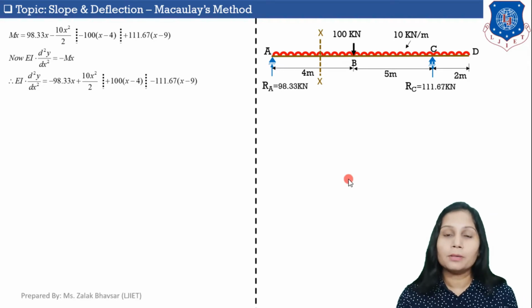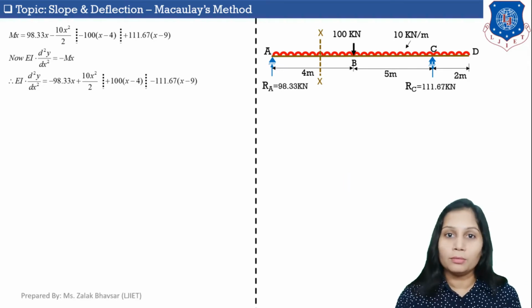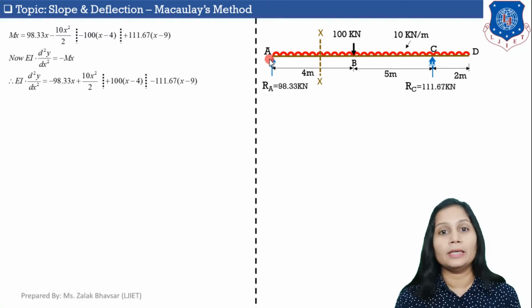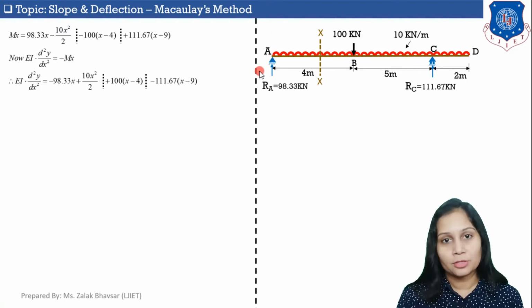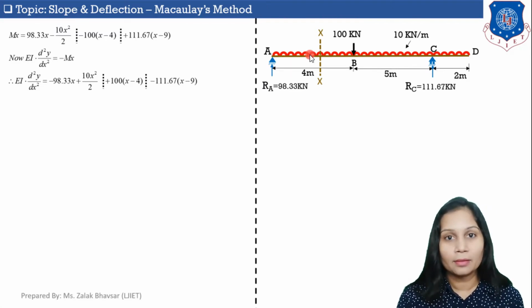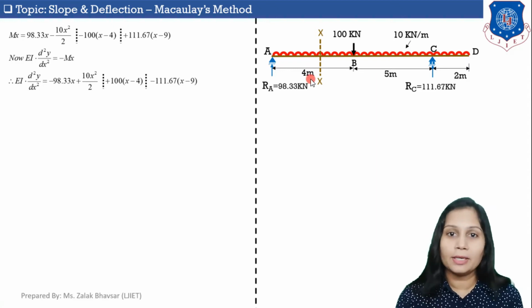So now as per Macaulay's assumption, we always take origin at extreme left of the beam. So in our case it is A. So I am calculating moment of part AB about this section line XX.